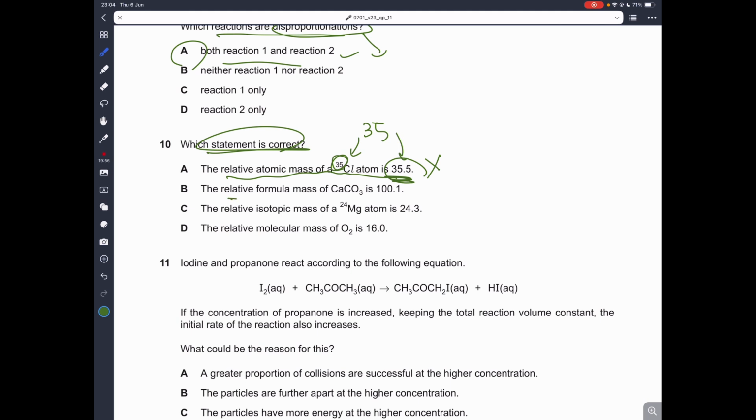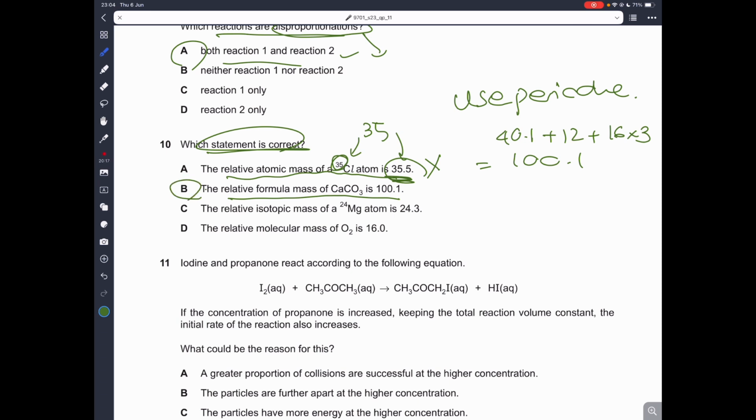The relative formula mass of CaCO3 is 100.1. Now we can work it out if you use the periodic table at the back. So I have done it for you. Calcium is 40.1, carbon is 12 and oxygen is 16 times 3. That's going to give us 100.1. Therefore, B is the correct answer. Okay.